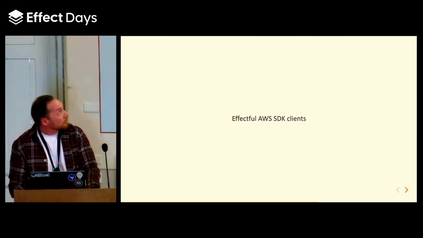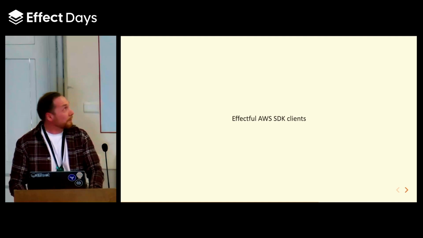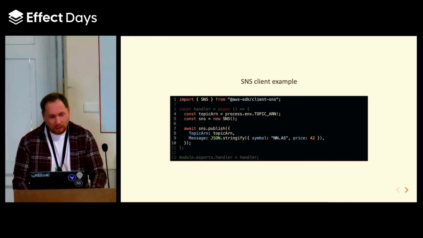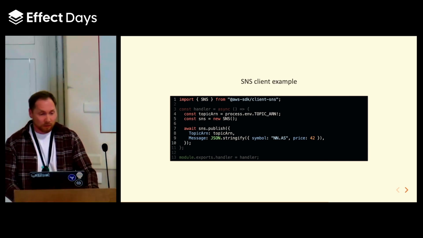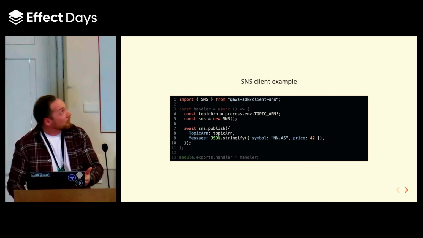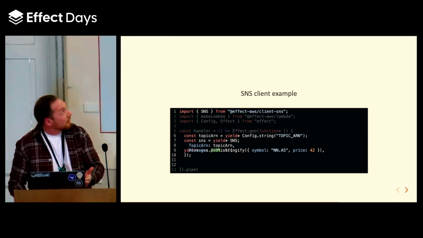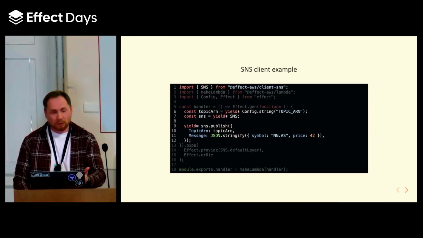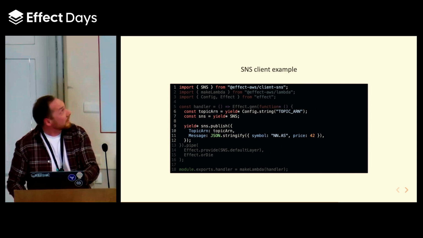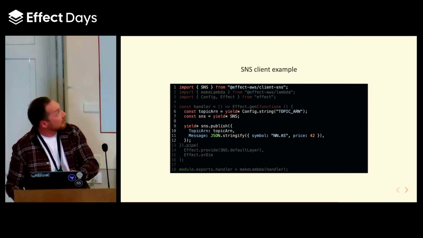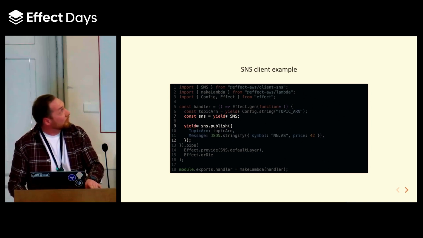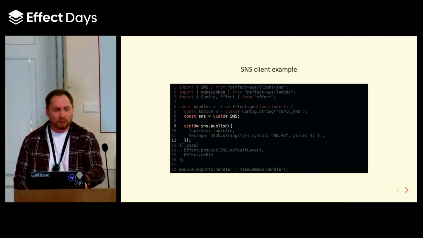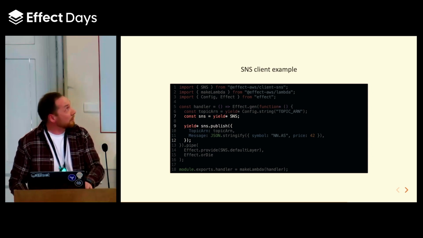And I also wanted to briefly show you what else the Effect AWS monorepo has, which is actually the effectful AWS SDK clients. This is the normal way you would use an AWS SDK client, right? And the difference now is you just import it from the Effect AWS client SNS instead. It's an example of SNS, and you use the effectful version of it. In a similar way you make the service instance, and then you use the methods of this service.